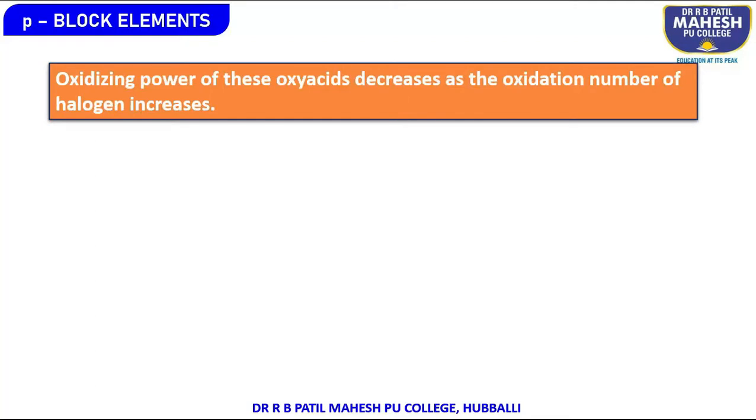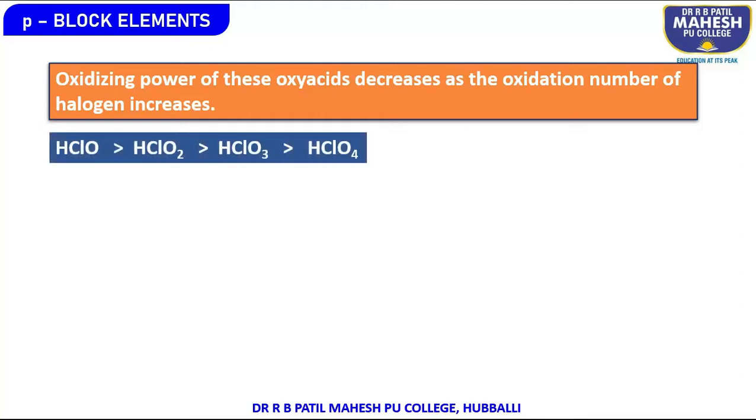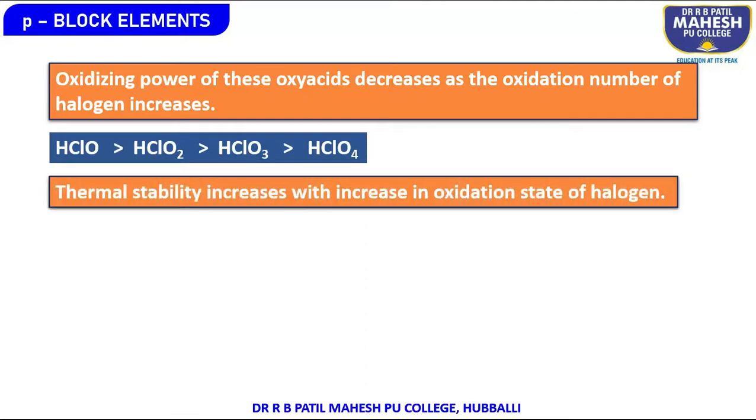Oxidizing power of these oxoacids decreases as the oxidation number of halogen increases. So remember students, hypochlorous acid is a stronger oxidizing agent than chlorous acid, that is stronger than chloric acid, that is stronger than perchloric acid. But as far as acidic strength is concerned, the order is going to be reversed.